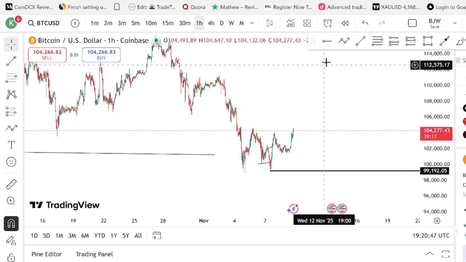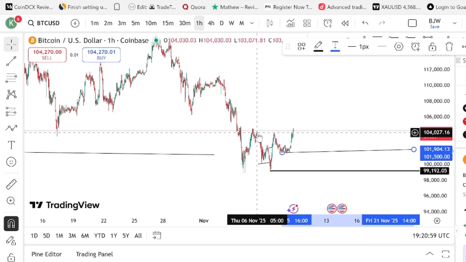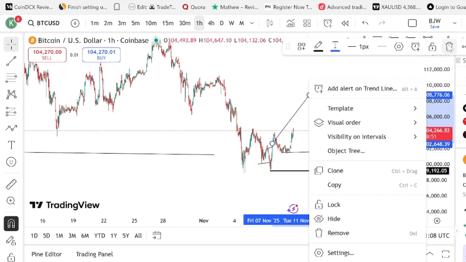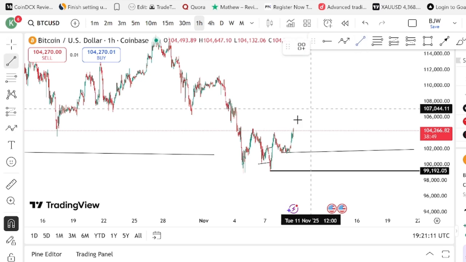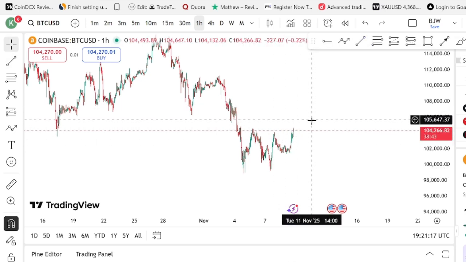And then what else are you seeing? You can see another low right here. Now, what else? You can see that it has broken this other break of structure. Guys, bear with me. My cursor is giving me issues. It has broken the structure. Cool. Now, what are you expecting?